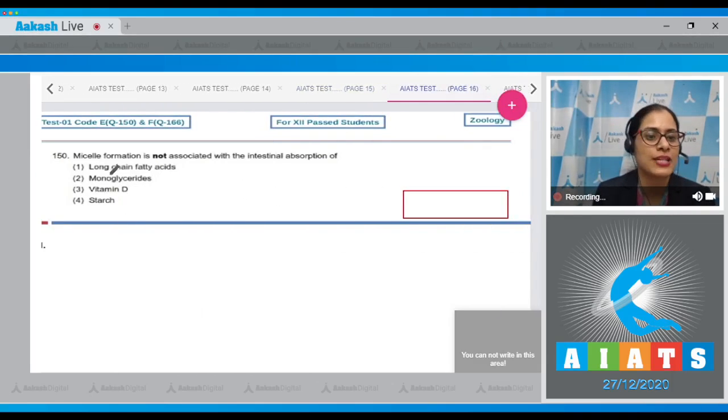Question number 150. Micelle formation is not associated with the intestinal absorption of, and the options given are long chain fatty acids, monoglycerides, vitamin D, and starch. And the correct answer to this question is option number 4, starch. Starch undergoes hydrolysis by amylase to yield disaccharides, which are acted upon by disaccharidases into simple absorbable forms near mucosal epithelial cells of the intestine.